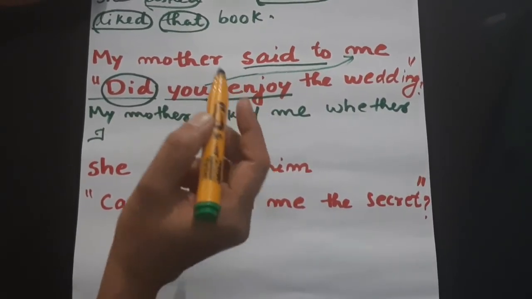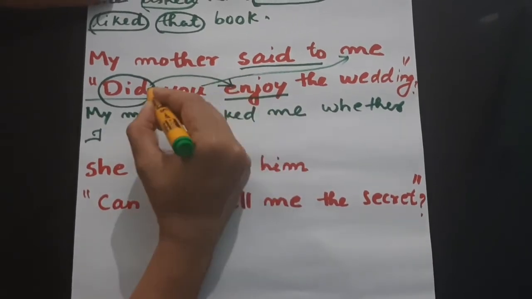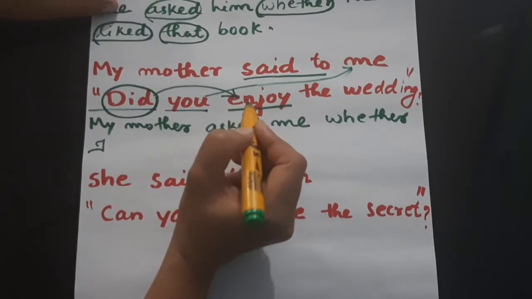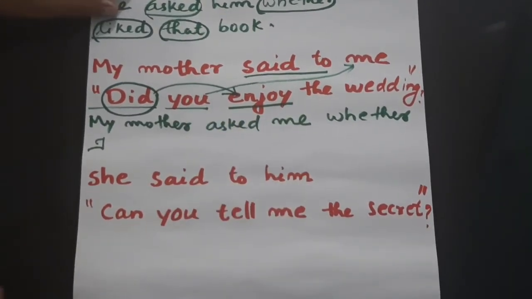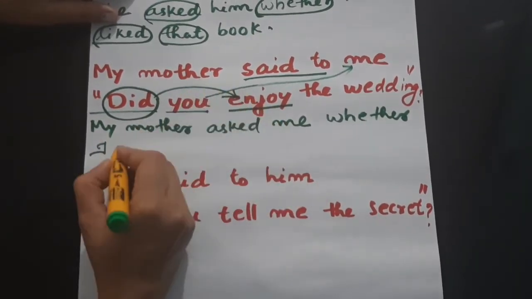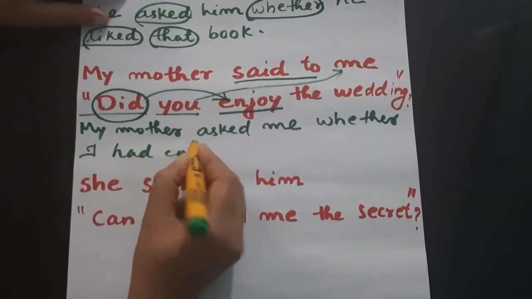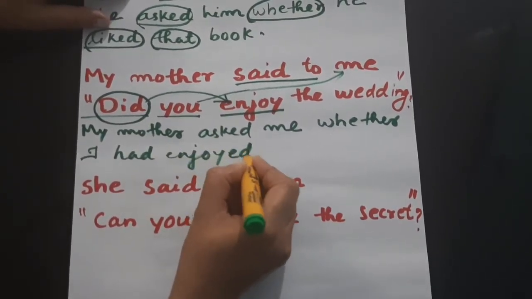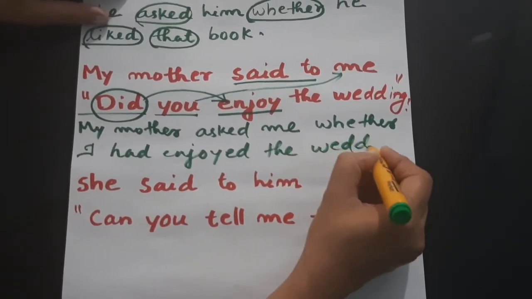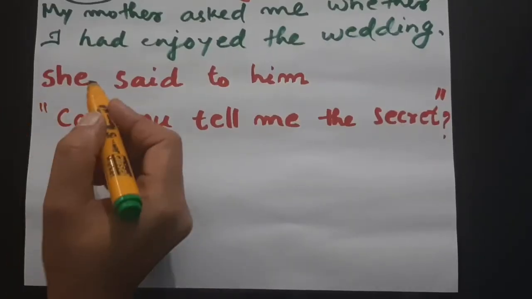You know that if you get a verb in its simple past form, you need to convert it into past perfect. Okay, so how would it be here? Asked me whether I had enjoyed the wedding. Okay, that is it.